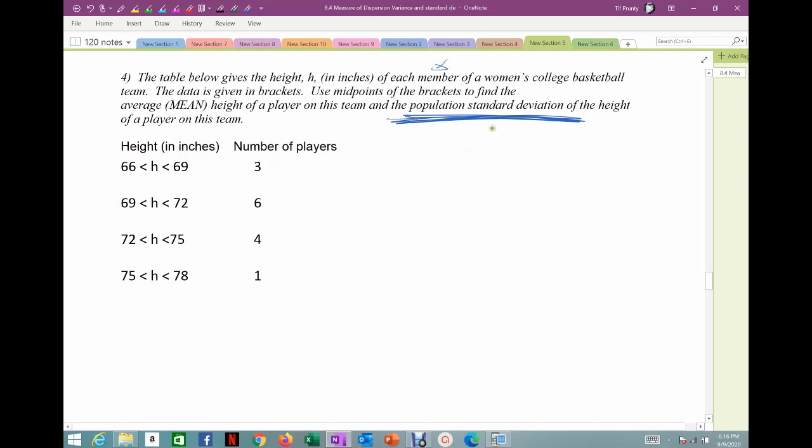All right, so before I can get there, though, I have to find the midpoints, right? My height would be my x values, but I can't plug in a range like 66 to 69. This would be my frequencies, which would be my list 2 frequencies. But before I get to the frequencies, I have to find my midpoints.